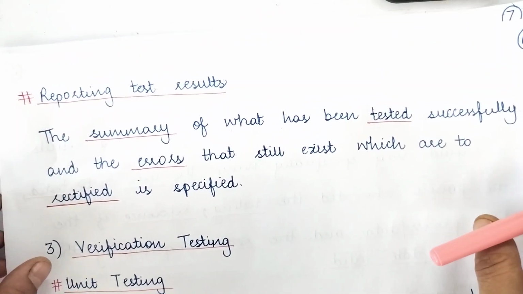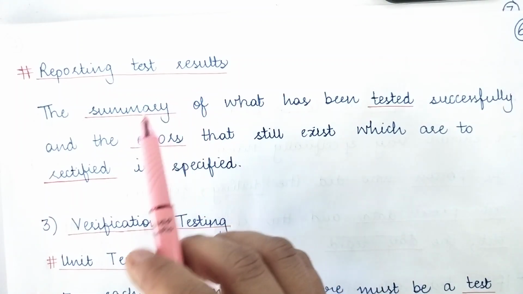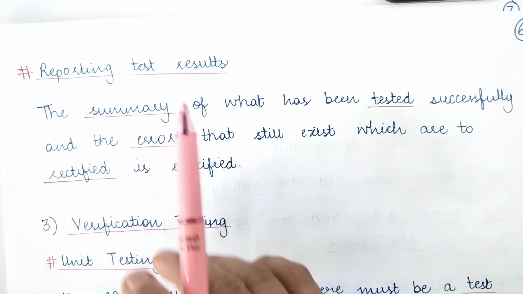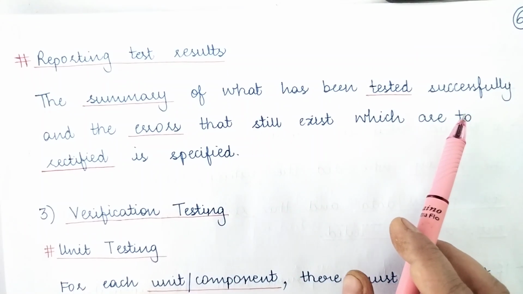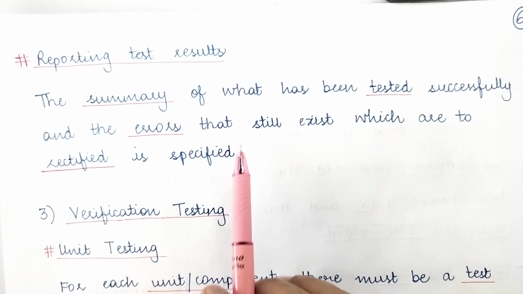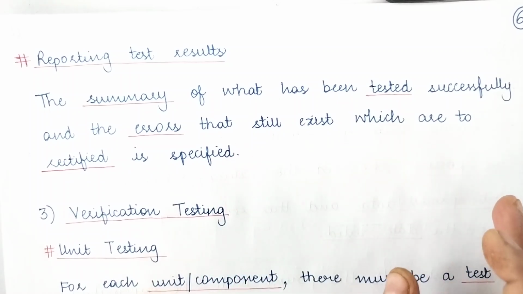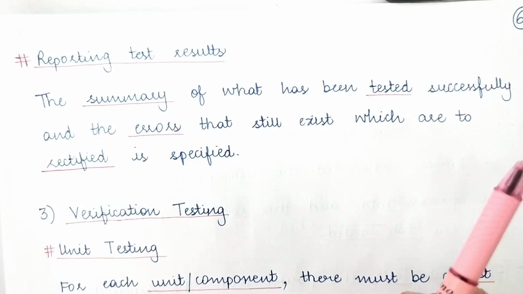Then comes reporting your test results. Within the test plan, you also report the test results. When I say reporting the test results, basically you are giving a summary of what has been tested successfully, and the errors that still exist which are to be rectified are specified. If the test is unsuccessful, it is a different thing. Of course, then it has to be retested, maybe by the same person or by some other person.